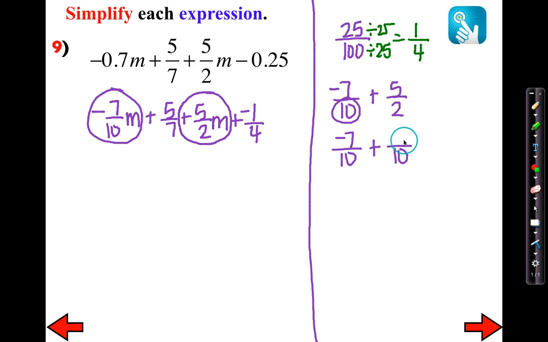Is a 2 a 10? The answer is no. So let's change that by multiplying it by 5. 2 times 5 is 10. Let's multiply this by 5 as well. So 5 times 5 is 25. So the denominator is going to remain a 10.